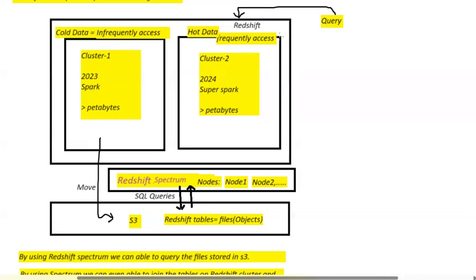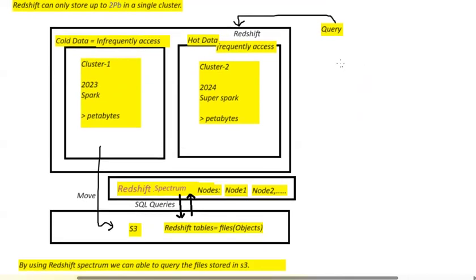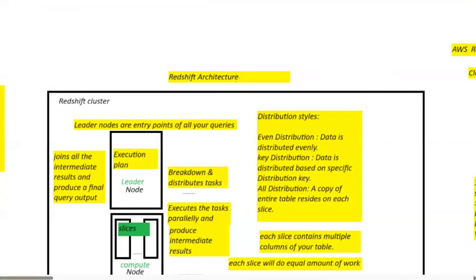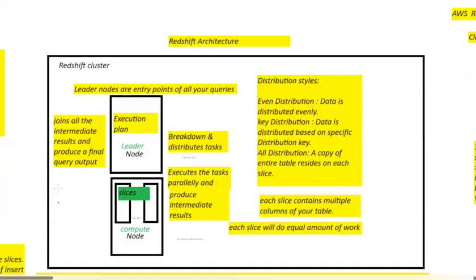So let's say a new user queried for my old version car, that is Spark version car. Then what happens? This Spark version car is present in S3 as files, right? Yes. So now whenever he queries, the query reaches Redshift. Now under Redshift we have leader node and compute node, right? Yes. So we have leader node as well as compute node.